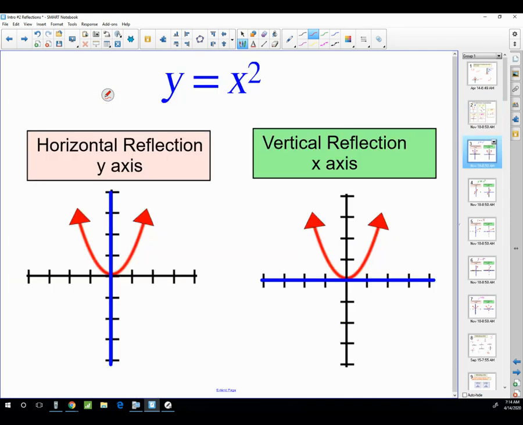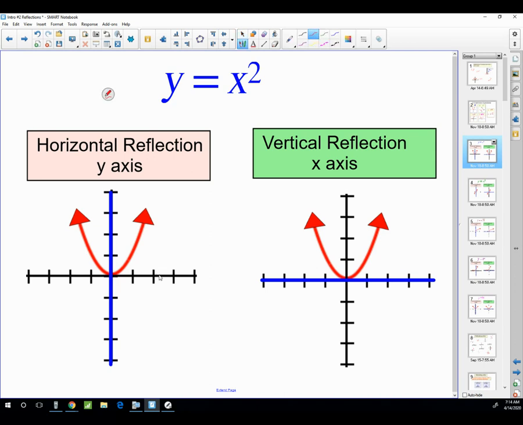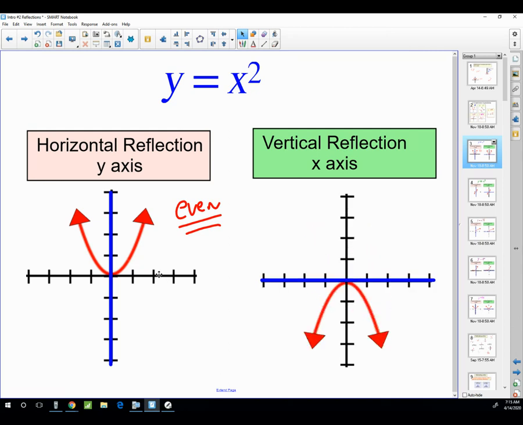So let's look at y equal x squared. Now, if we were to reflect y equal x squared over the y-axis like that, you can see that it's the same function. Okay, that is a property of an even function. We're not really going to study that and say that too many times, but it is an even function. I may ask you on the little quiz.